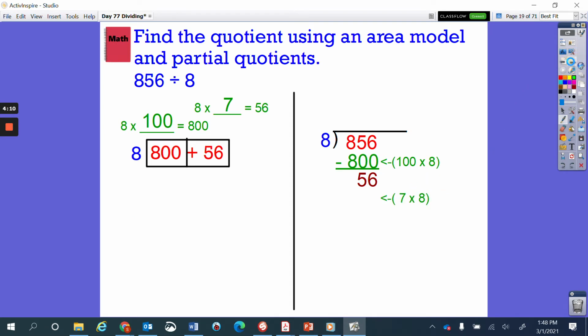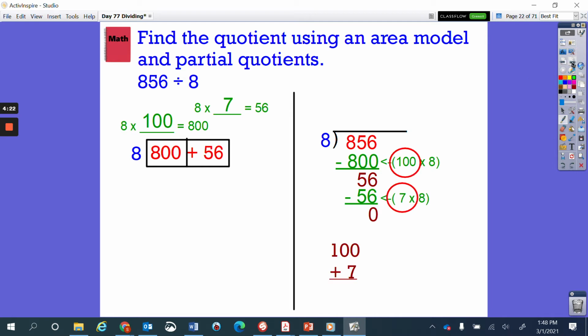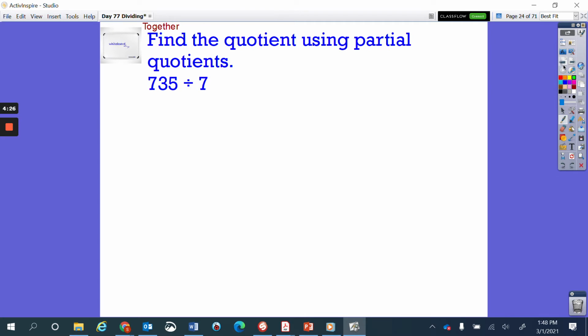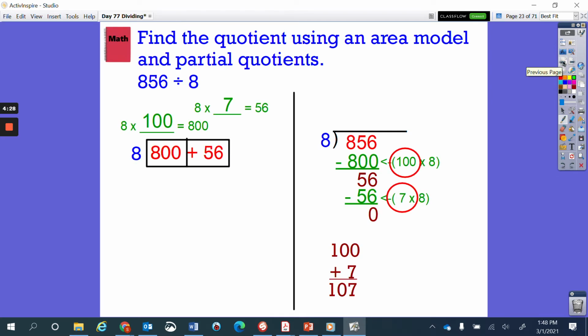7 times 8 again, 56. We subtract and bring down. I can't make any more groups of 8 because I'm left with 0 at the end. If I add these partial quotients together, I end up with 107 as my quotient. 107. Go ahead and get that copied into your notebook. Pause the video if you need to.